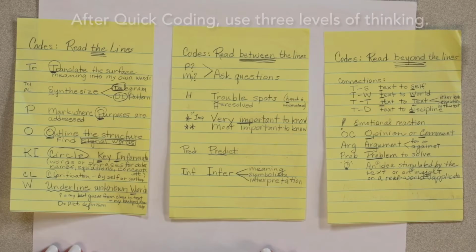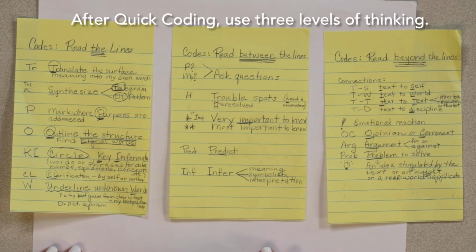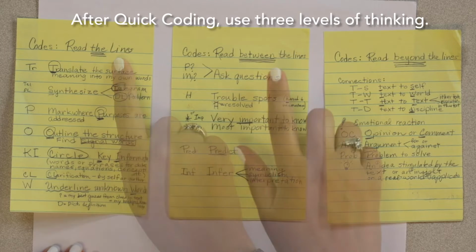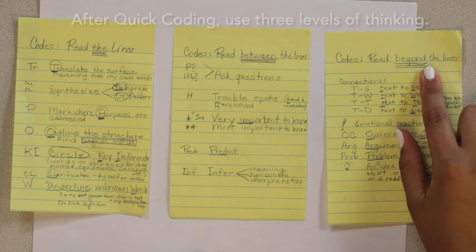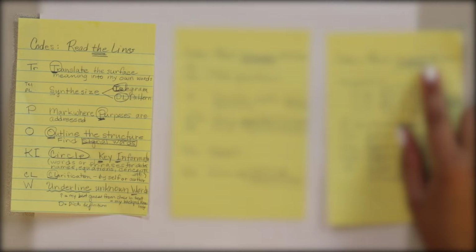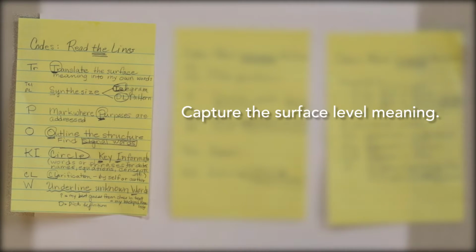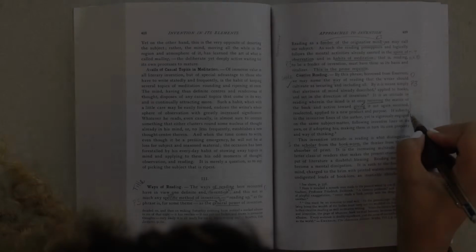Here are 3 levels for reading an academic text. Read the lines, read between the lines, read beyond the lines. Read the lines means to capture the surface level meaning. You need to know what the author is basically saying before you can go into higher levels of thinking. Here are several ways to gain the basic messages.